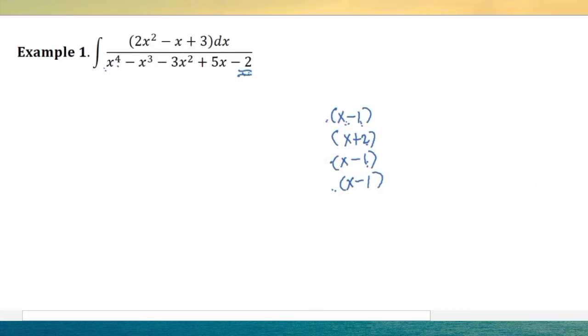So we can say that this is equal to the integral of 2x squared minus x plus 3 dx over yung repeated linear natin. We have the x minus 1, since tatlo sila, raised to 3, multiplied by x plus 2.